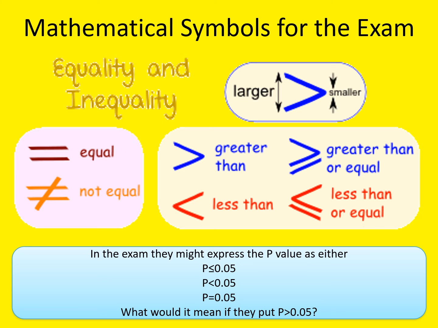Just a quickie about the symbols that you might be shown in the exam. In the exam, they might express the p-value as either p is less than or equal to 0.05, p is less than 0.05, p is equal to 0.05, and they might even just put 0.05. So it all means exactly the same thing. But I put there, what would it mean if they put p is greater than 0.05? That means there's a greater than 5% probability the results are due to chance. And in that case, we would say our results are not significant because we're not happy that there's a greater than 5% probability. It's got to be a less than 5% probability the results are due to chance.